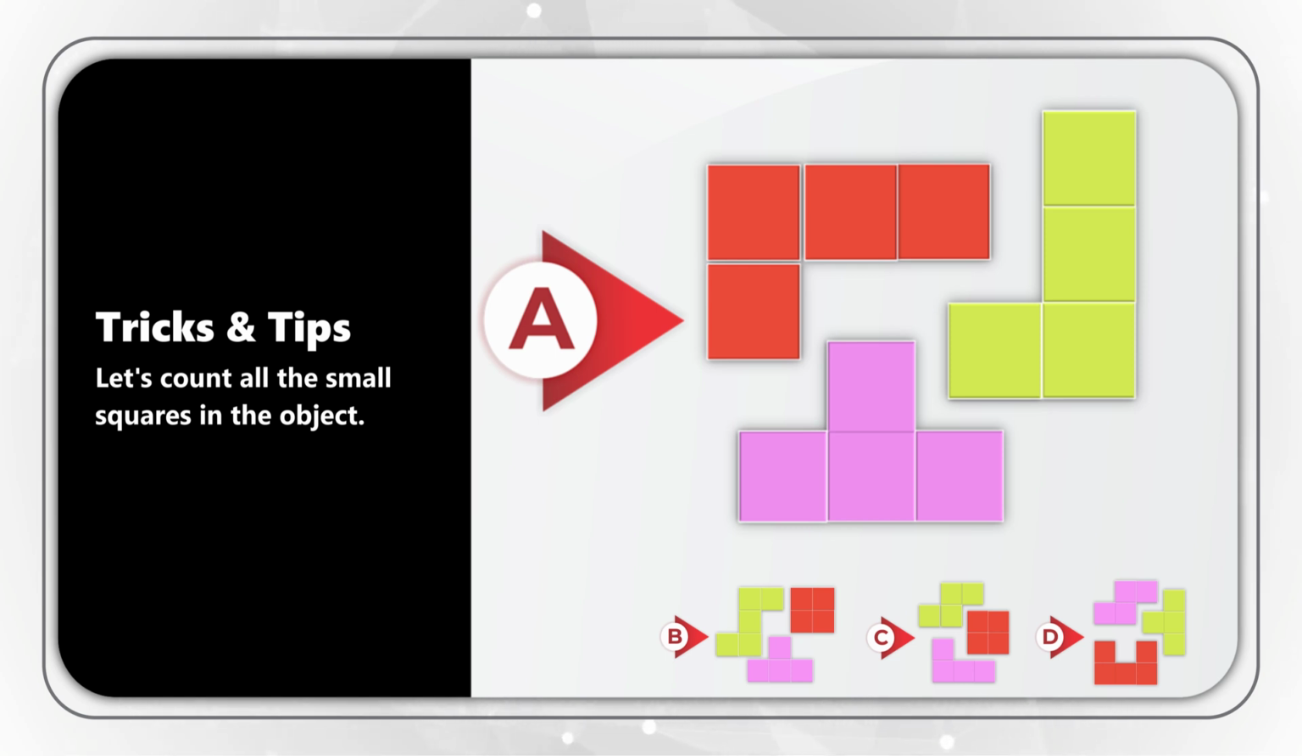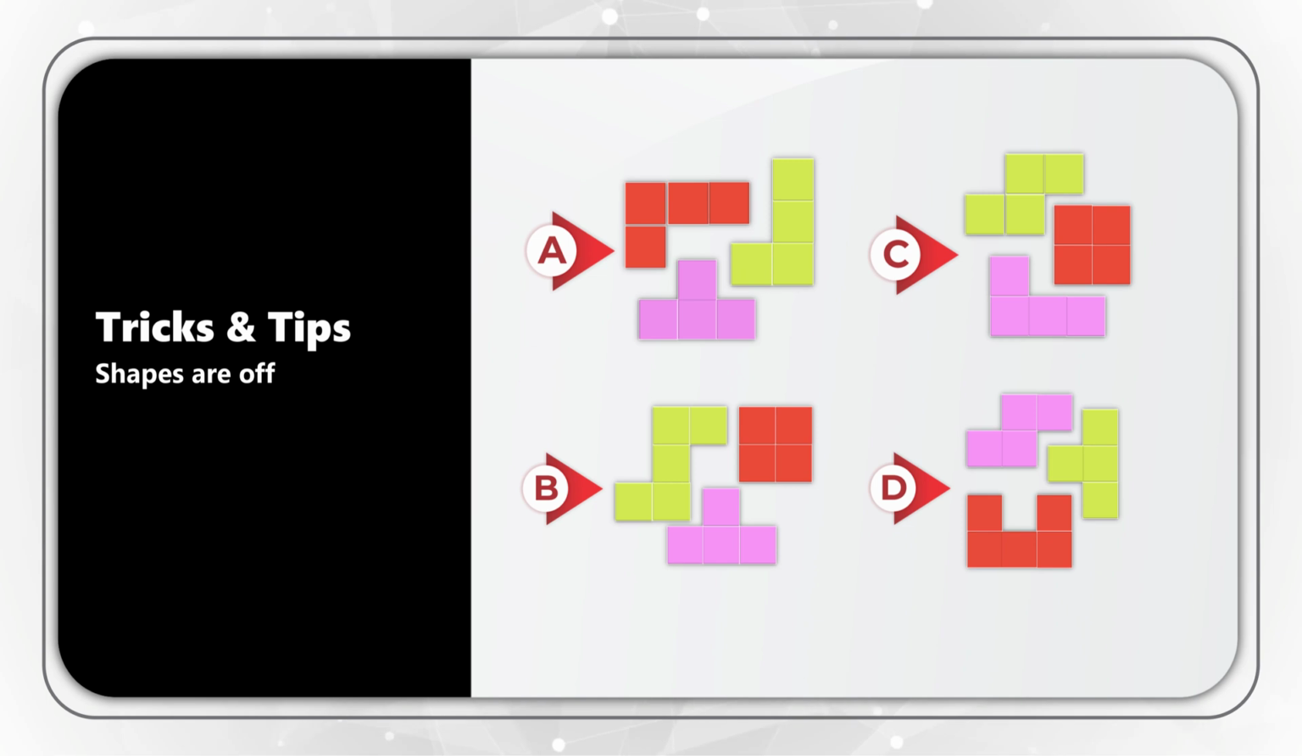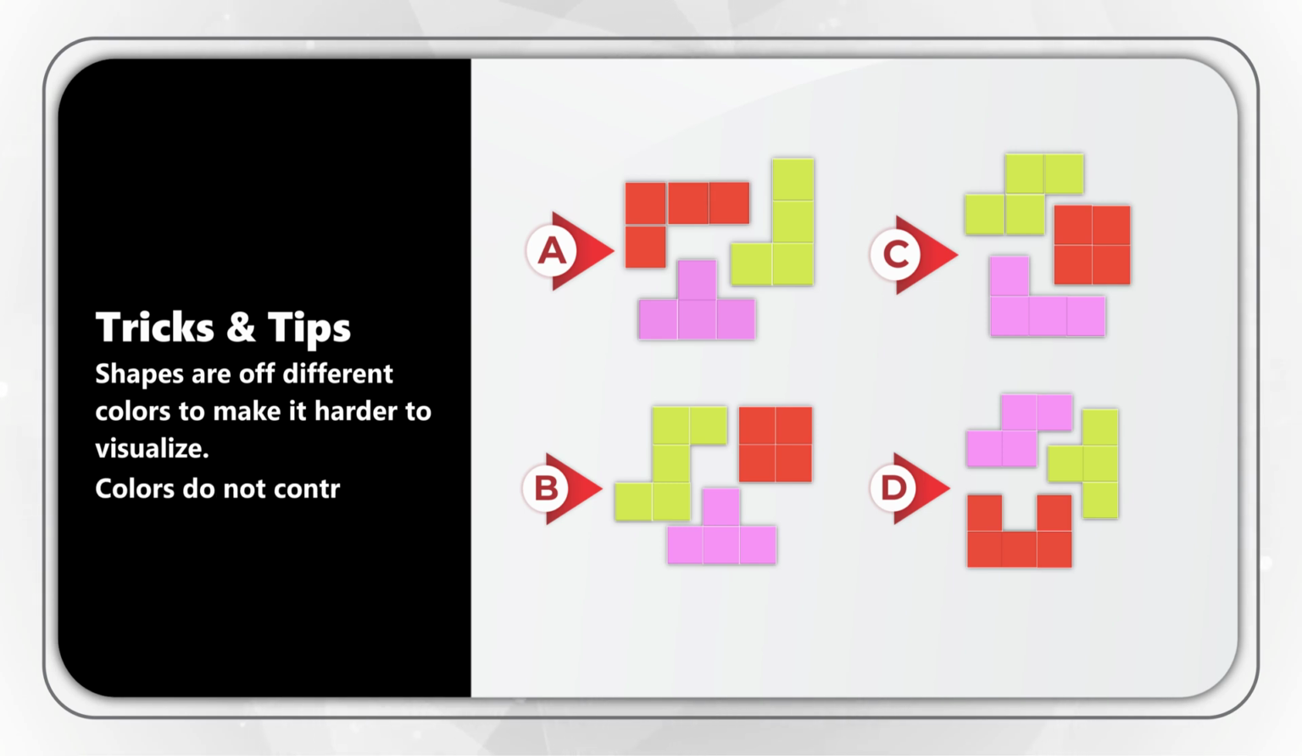Another trick question designers use is colors. If you look closely, target shapes are of different colors just to make it harder for you to visualize and find the right set of shapes. Which means that colors do not contribute to the pattern detection.